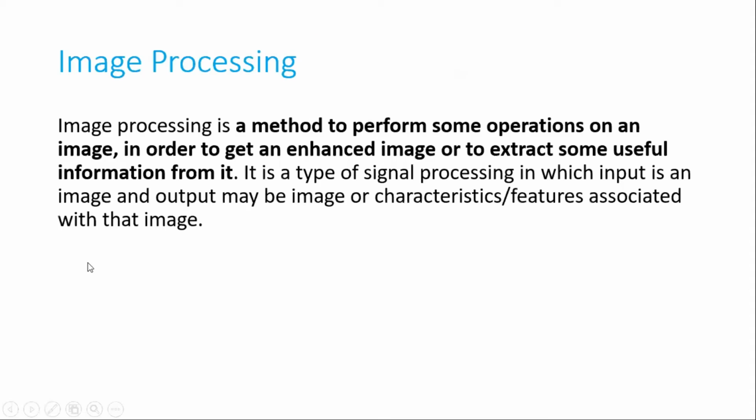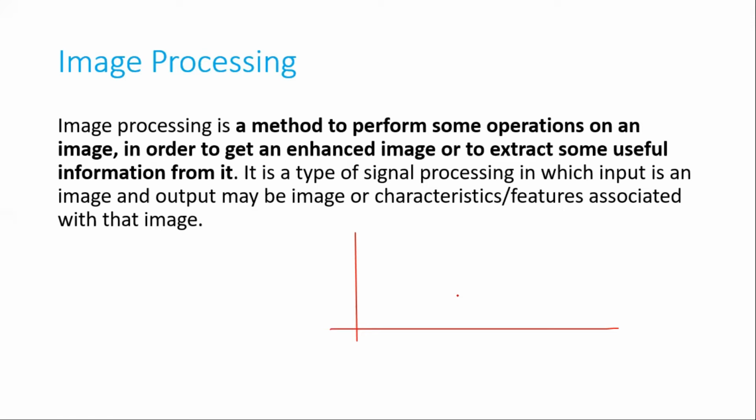So if we talk about image processing, you can call it an extension of signal processing, right? Basically in signal processing we deal with a one-dimensional signal, but an image is actually a two-dimensional signal. In an image you have a width and a height. So we are generally talking about a two-dimensional signal in the case of an image. So what exactly is image processing then?